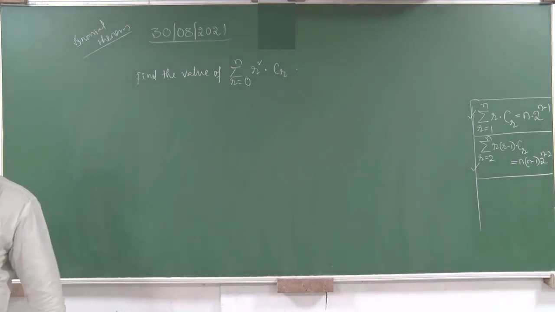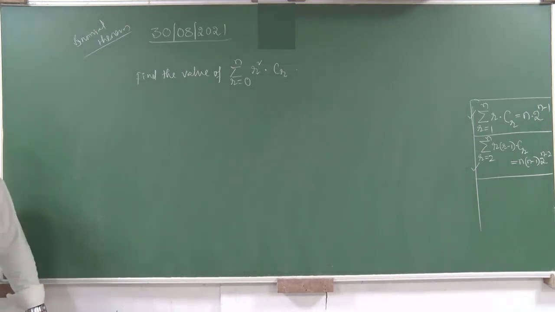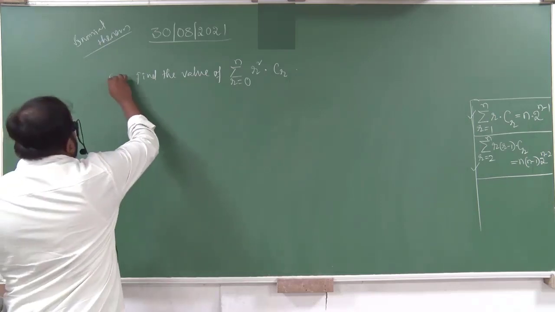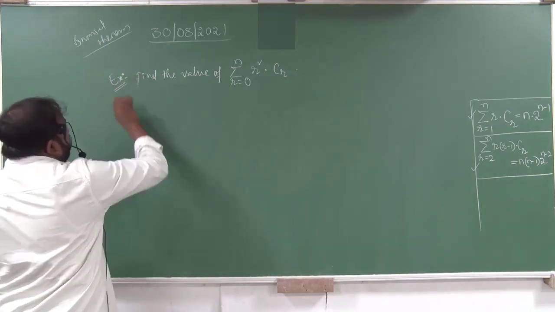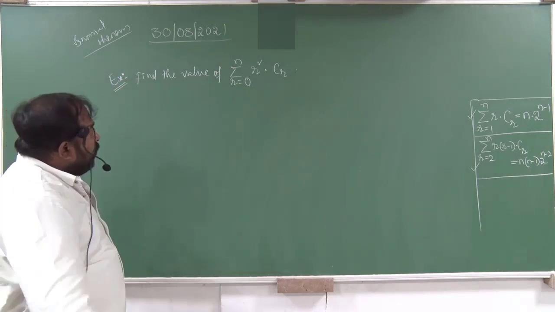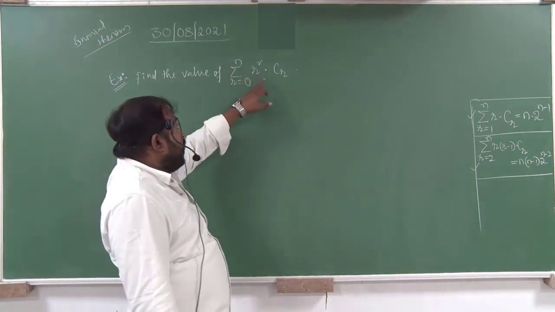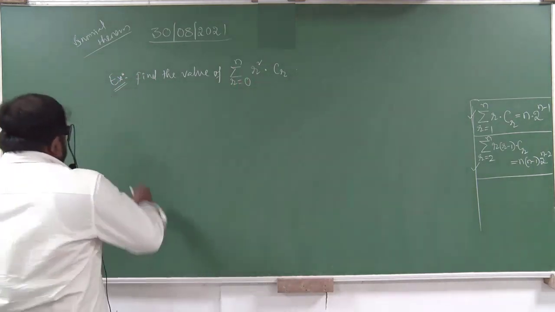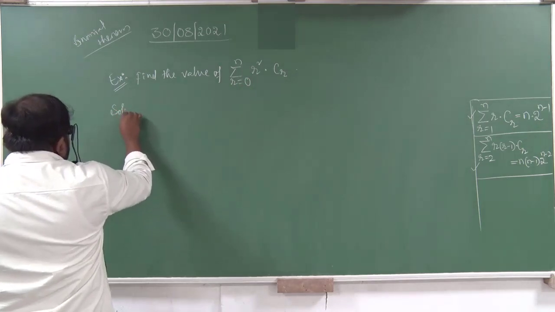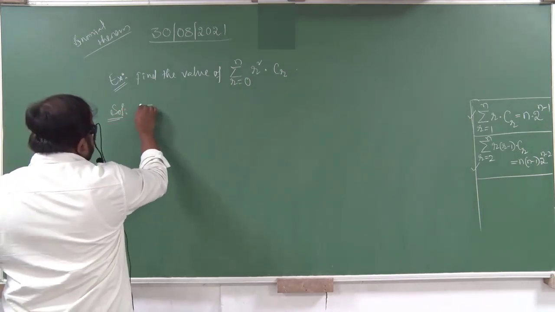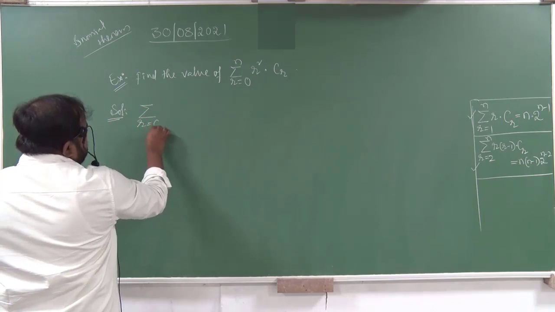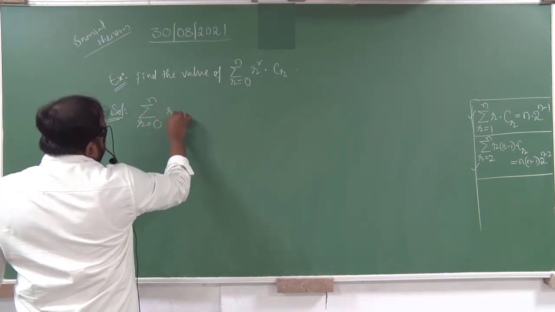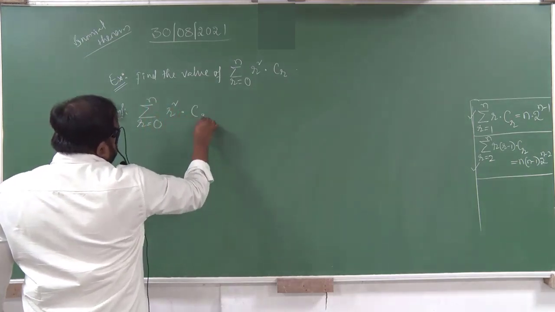Find the value of sigma r = 0 to n of r^2 Cr. For example, if they give it like this, how can you find it? Find the value of sigma r = 0 to n of r^2 Cr. Now listen, in the solution part, what can we do? Sigma r = 0 to n of r^2 Cr.